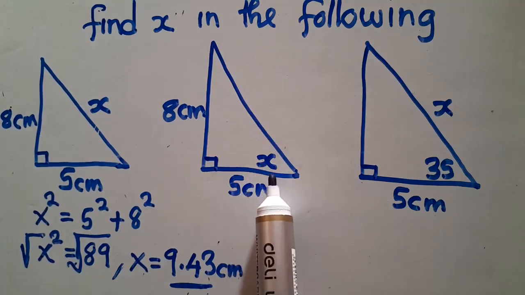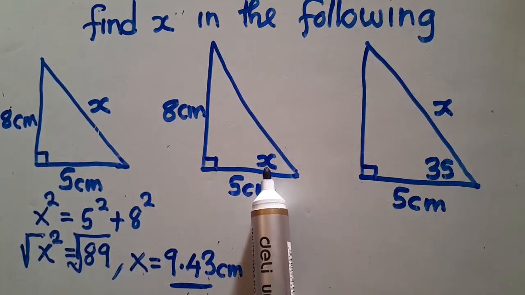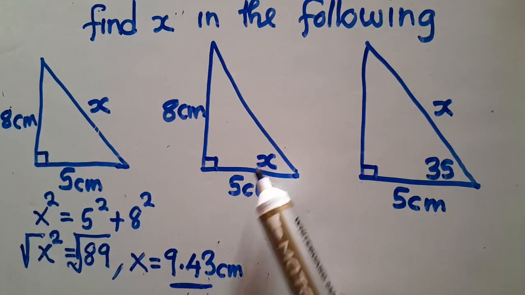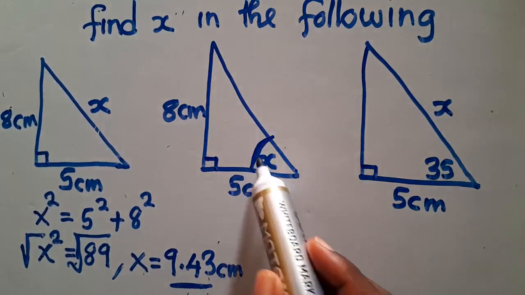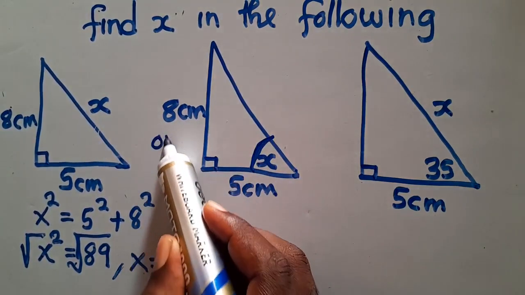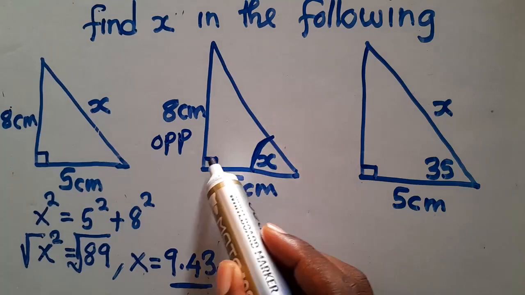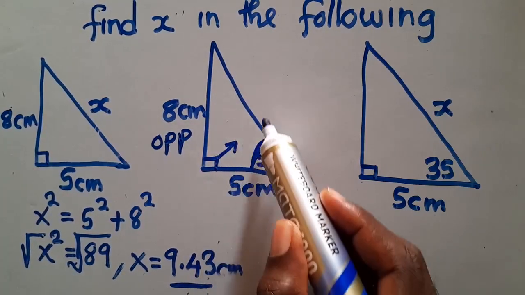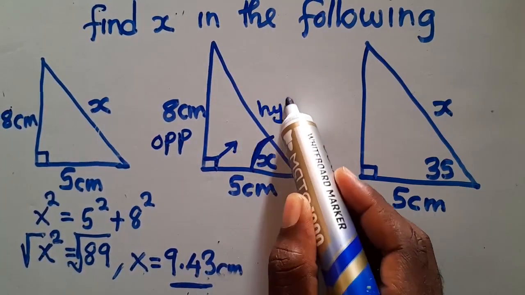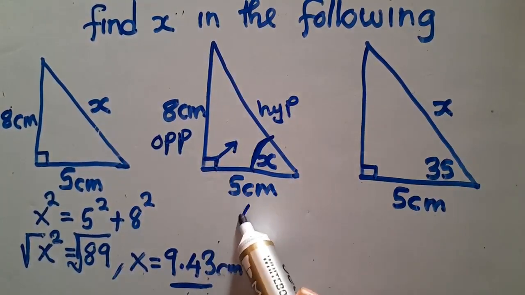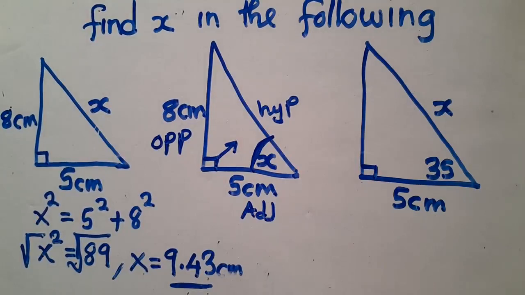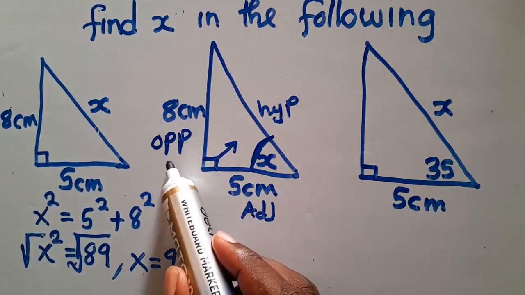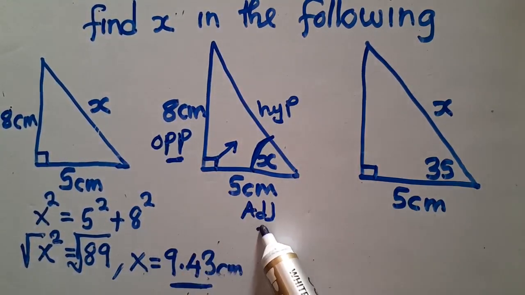In this other one, I'm told to find x. And where is x there? x is the angle now. I'm told to find the angle which is there. If an angle is given there, then this side here is called the opposite. Where this thing is pointing there, this is called the hypotenuse. Then this one is called the adjacent. So what am I given? I'm given the opposite and the adjacent.